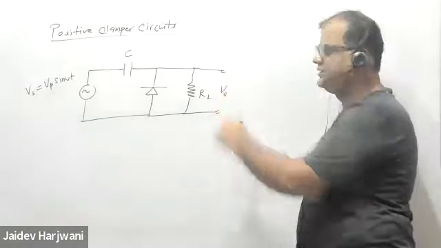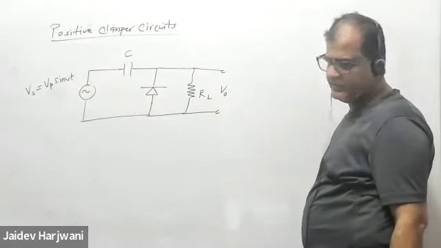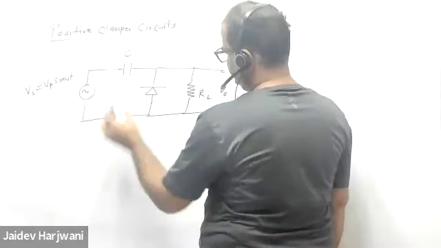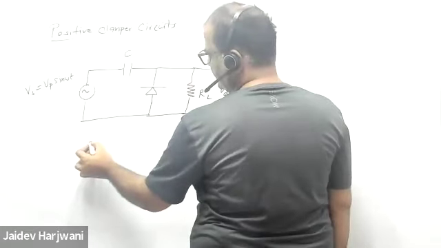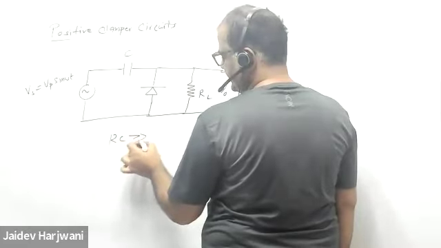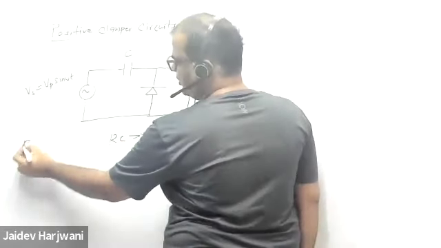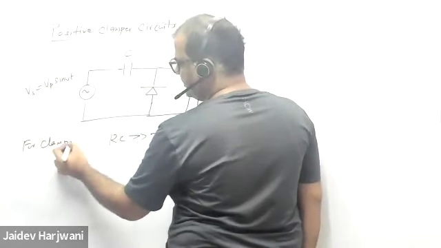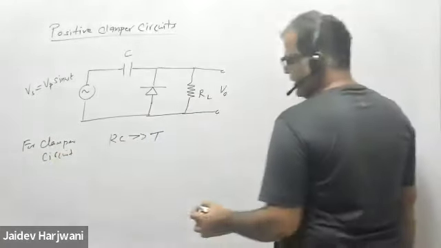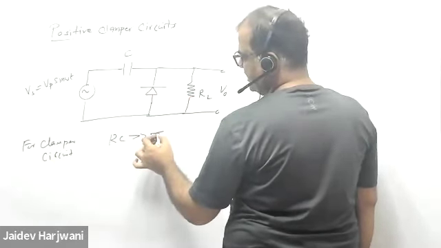Now this resistance is very high. Okay. Now what happens for positive cycle? The first thing you have to understand, the condition for clamper is that RC should be greater than the time period of the signal. This is the condition for clamper circuits. RC means this R and C value should be greater than the time period of the signal.